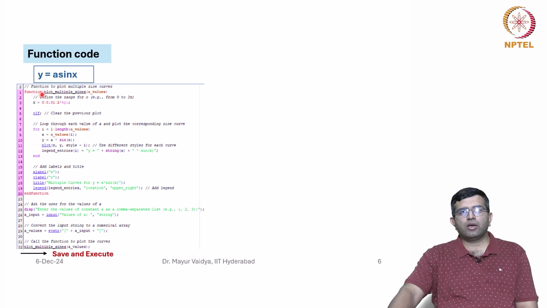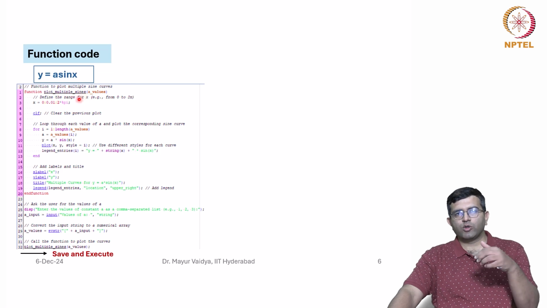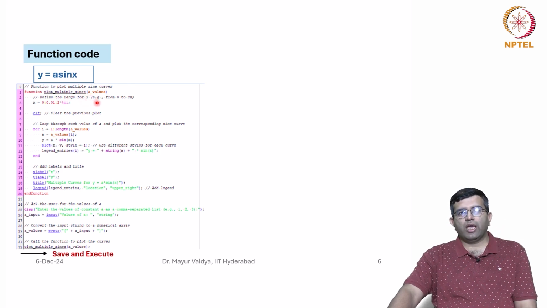So here again, this is the function starting. Now I call plot multiple sines because I want to give multiple values of a. So define the range for x. Let's say we have defined from 0 to 2 pi in the steps of 0.01. I clear the previous plot.